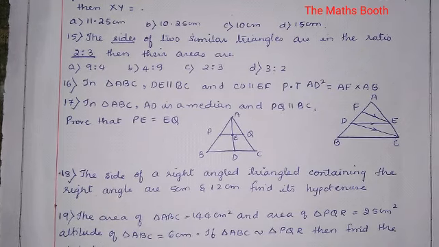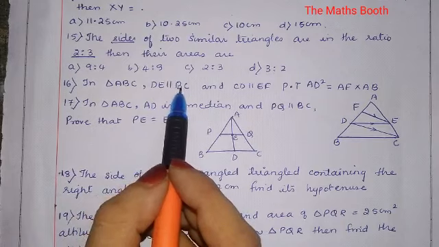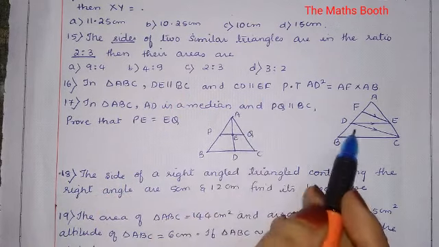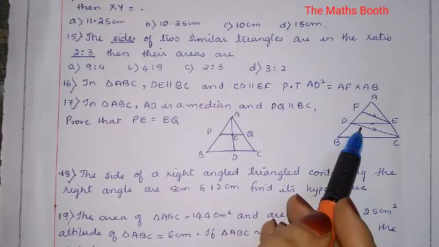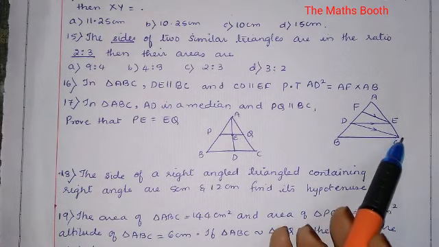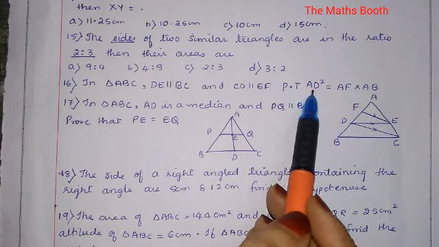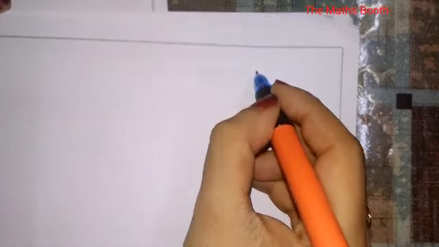Question number 16 is: in triangle ABC, DE parallel to BC and CD parallel to EF. Here the figure is given. In triangle ABC, DE parallel to BC and CD parallel to EF. Prove that AD square is equal to AF into AB. Okay. Let me write the given things first. First let me draw the figure.